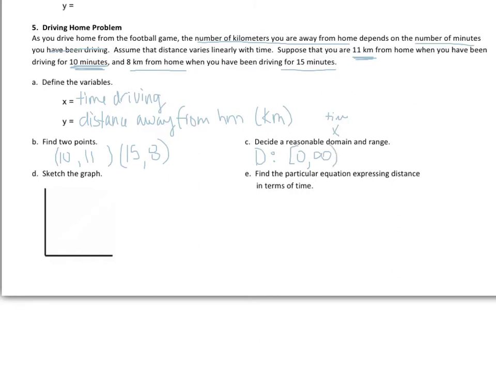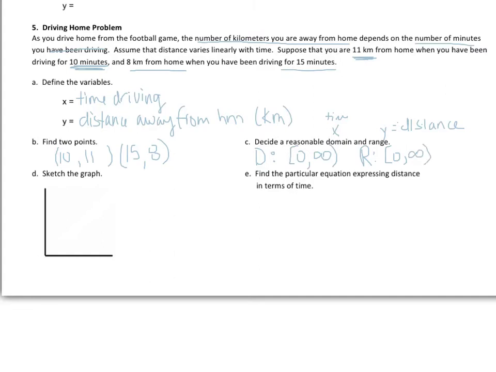Now the range, what is our range? Well, our range is our Y value, which is our distance away from home. So again, we could be 0 distance away from home. That would be when we were at home. So that is going to be included, but we can be as far as we want to be from home. So it's from 0 to infinity as well.